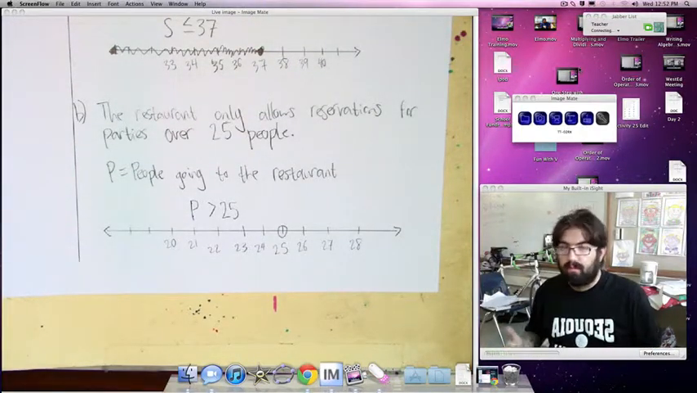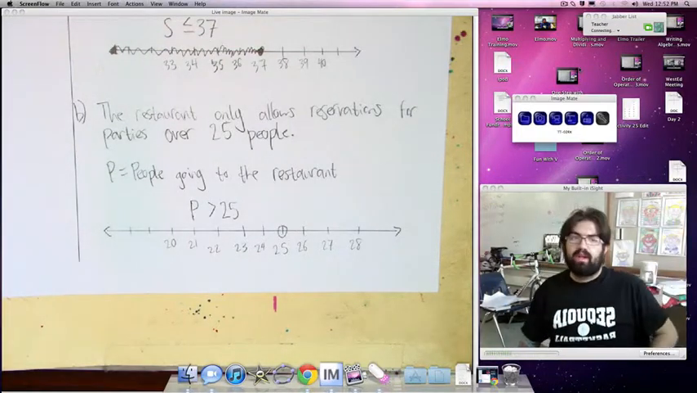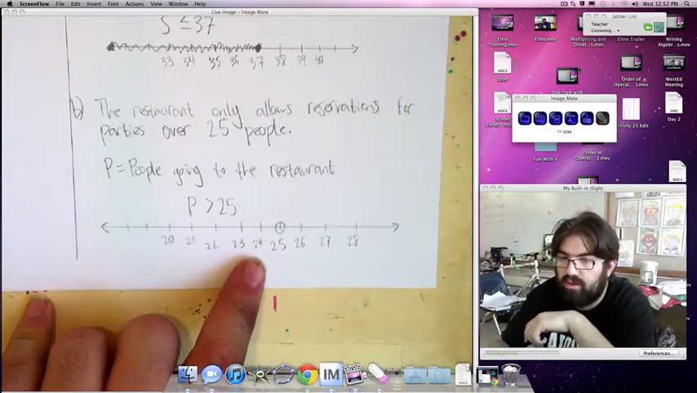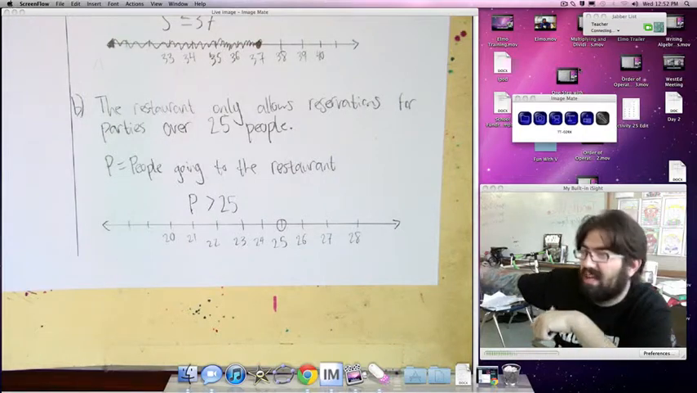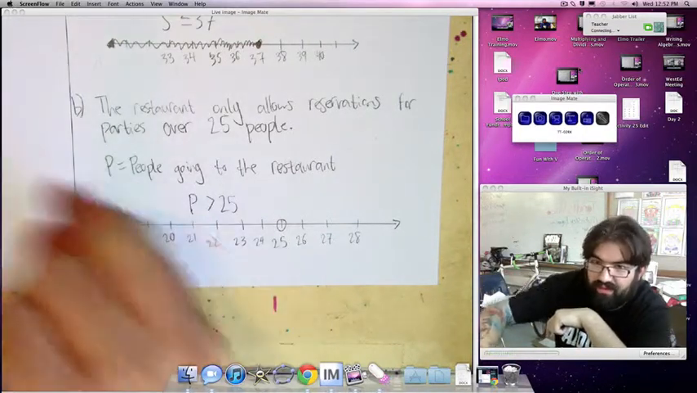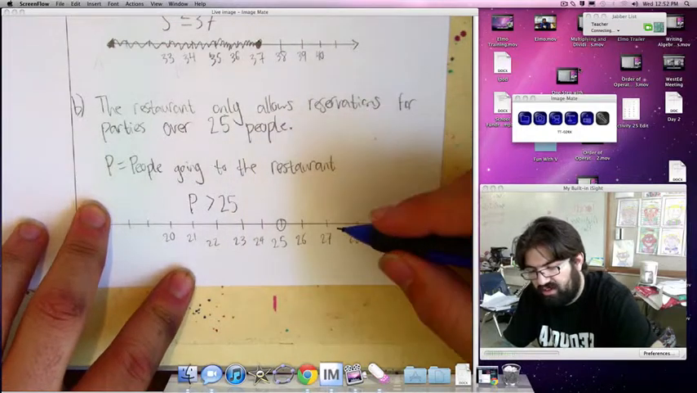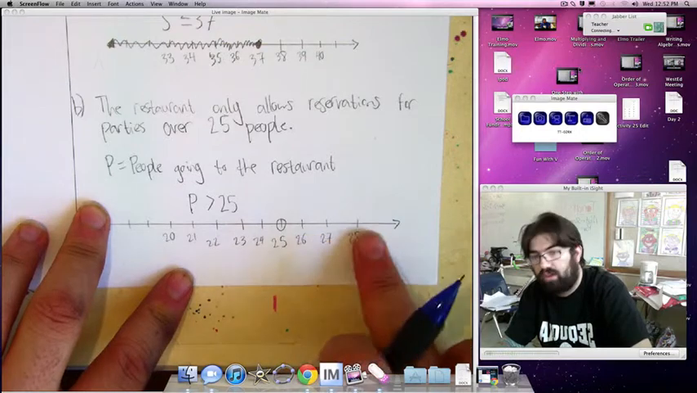They won't do it for 25 people. It has to be over 25 people. Well, we already talked about 24 isn't over and 20 is smaller. And you're not going to make a reservation for -5 people because that's way over here. You're going to make it for over. 26 is over, 27, 30. Those numbers over here are over.